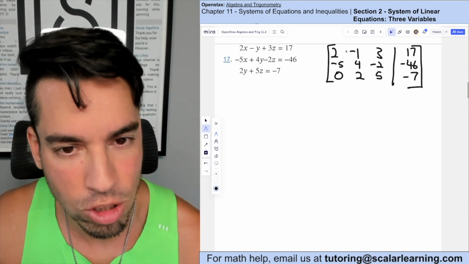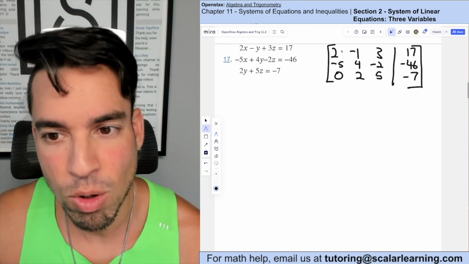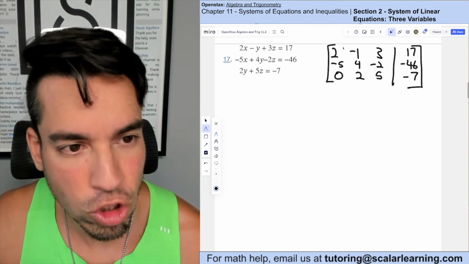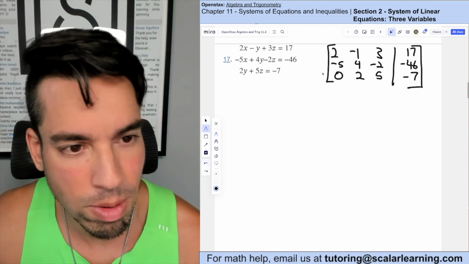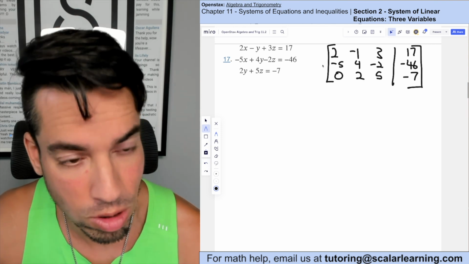We can do all these different things. So we're going to start with the top equation. And the first thing we're going to do is we're trying to get this to 1. We're going to flip that to 1. So we're going to divide everything by 2. And there's going to be a lot of work here.